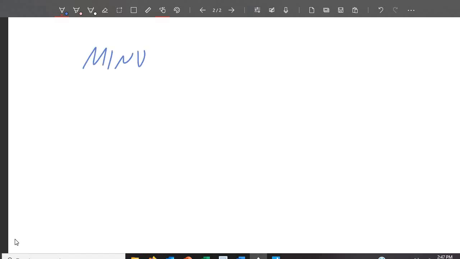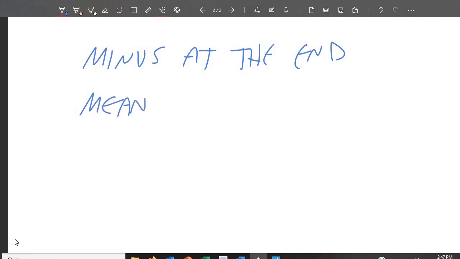The minus at the end means subtraction. So what you're going to be doing is looking for numbers that subtract to equal the middle number. I'm going to show you a little shortcut to this. No, hold on. Sorry. The minus means that the number is negative.